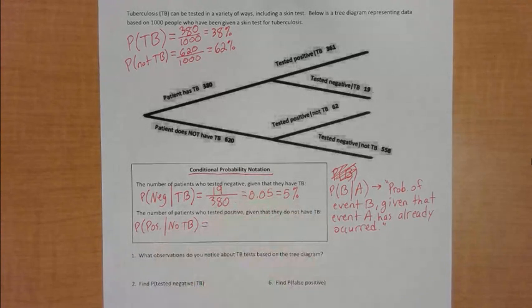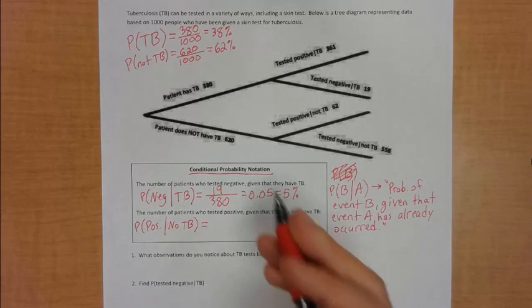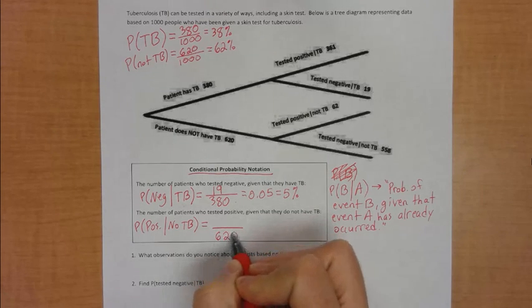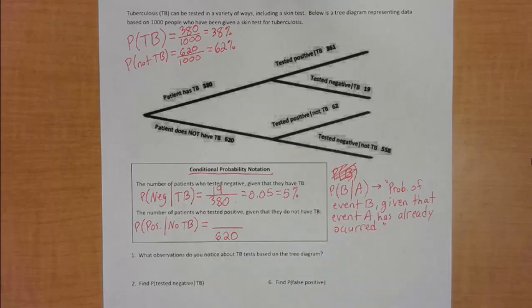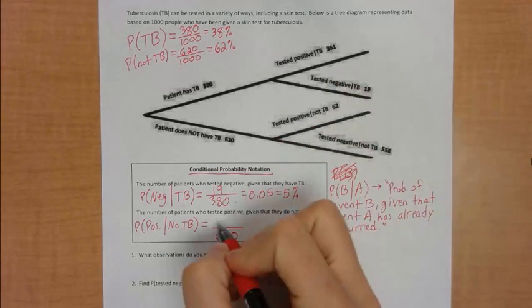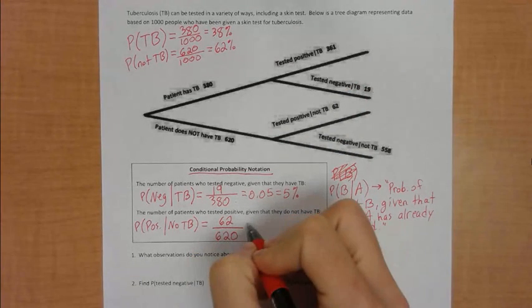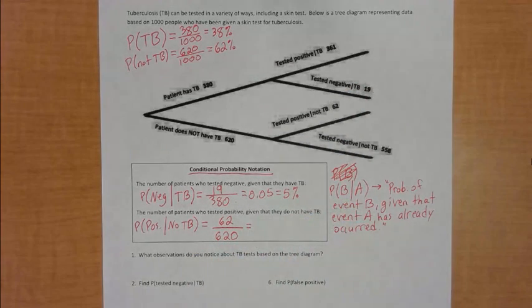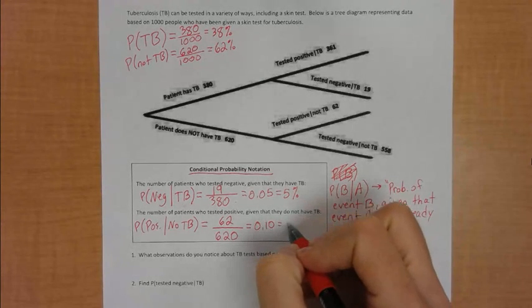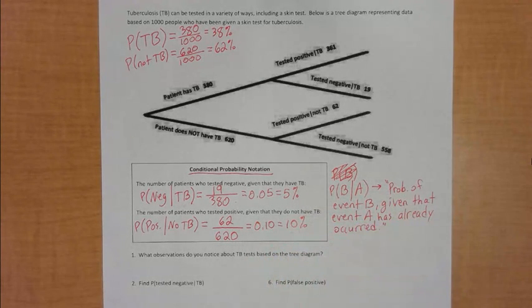So we need to put the number of no TB people in the denominator. That's 620 people who did not have TB. And then out of those people who did not have TB, the number testing positive is 62. So 62 divided by 620 should be an easy one to figure out percentage-wise. But if you weren't sure, that ends up being 0.1, or a 10% chance of a false positive.